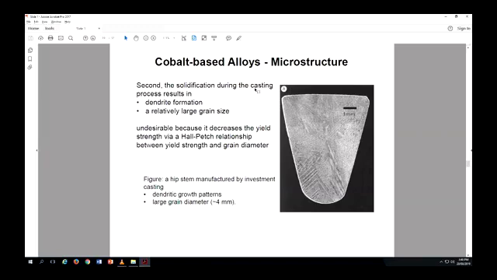Another thing that happens a lot during casting is dendrite formation. You see this sort of structure here. If you look at this, it's not a very uniform structure that your material has, and obviously it's not going to be very strong. The grain size is about 4 millimeters, which is pretty large compared to the 100 microns that was according to the standard.